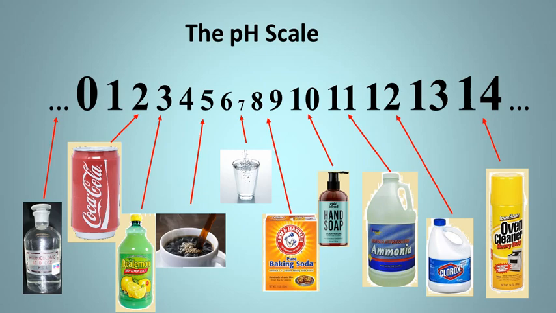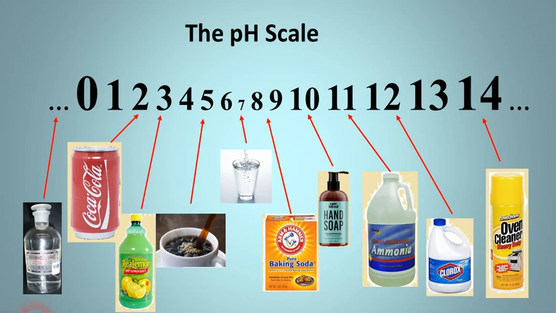Welcome to chemistry. In this video, we're learning about the pH scale. And so if we look at the pH scale, as you can see here, this is a measure of how acidic or how basic different substances are.